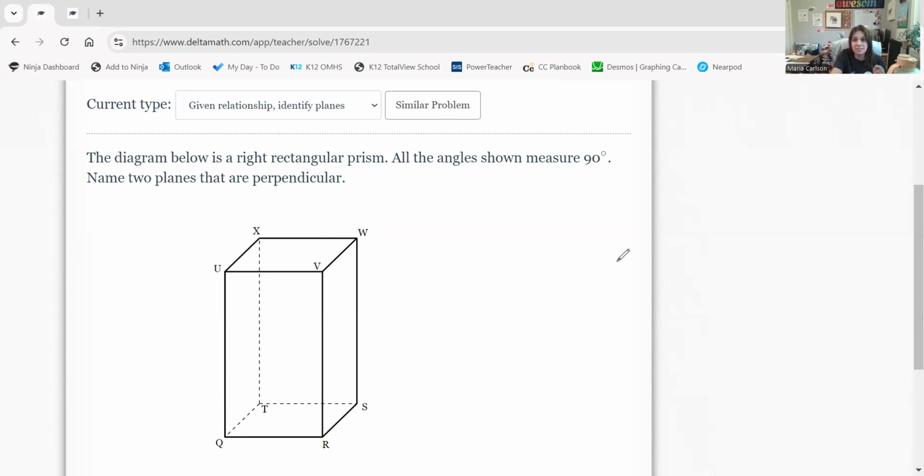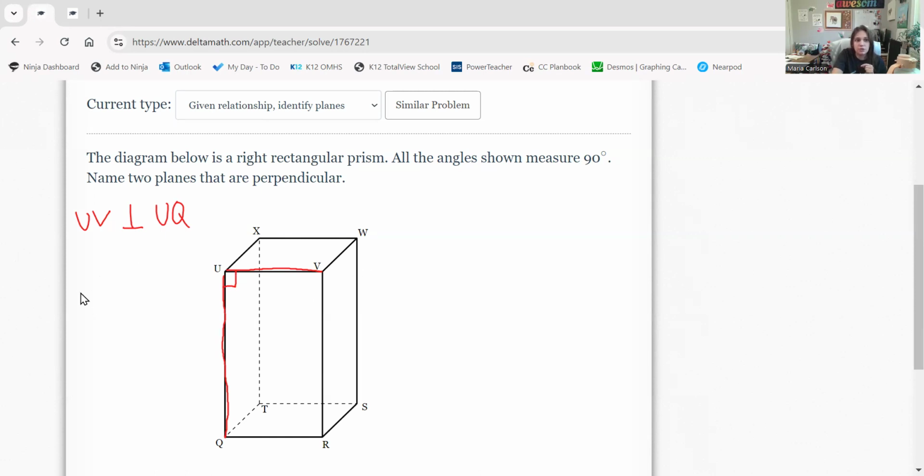perpendicular segments, those need to be in the same plane. So for example, UV as a segment is perpendicular in this diagram. Oh gosh, that looks horrible. Is perpendicular to UQ. Those are in the same plane, right? They're in plane UVR or QUV, however you want to look at it, and they form that 90-degree angle.